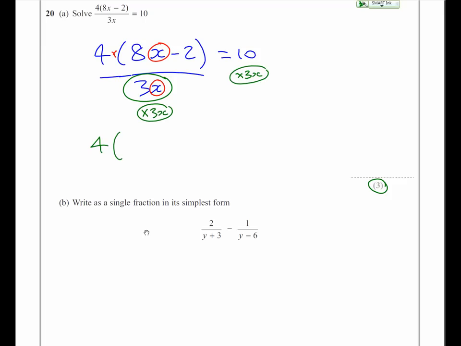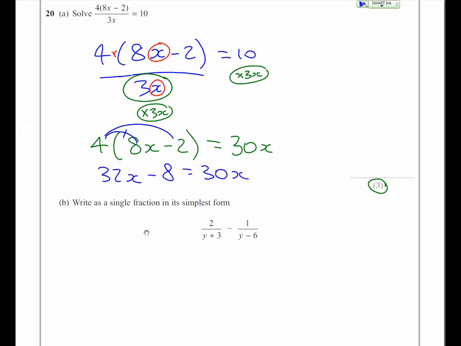That means that we're just left with the stuff on the top, and on this side 10 times 3x is 30x. Now you can do this in either order. I think what I'll do is I'll times out this bracket, but you could actually just divide by 4 here. 4 times 8 is going to be 32, and it's x. 4 times minus 2 minus 8 equals 30x.